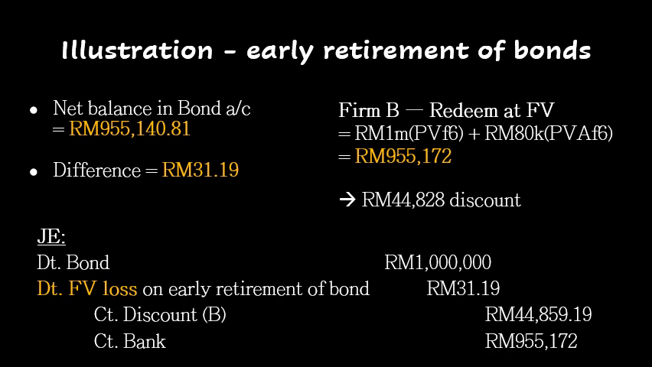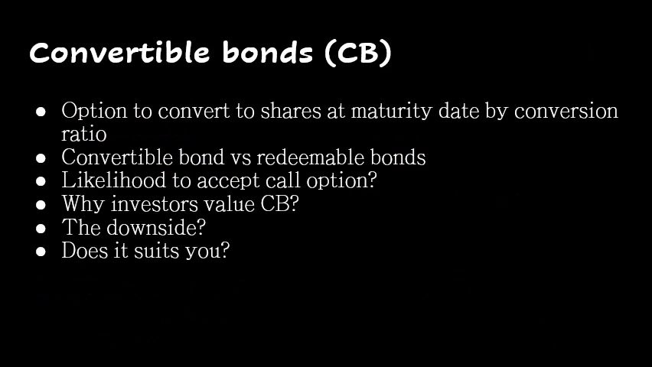So there you have it, all the relevant journal entries for early retirement of bonds. We are now done with the calculation and journal entries for bonds, at least those relevant in this course. Before we end, just to highlight a couple of other types of bonds.